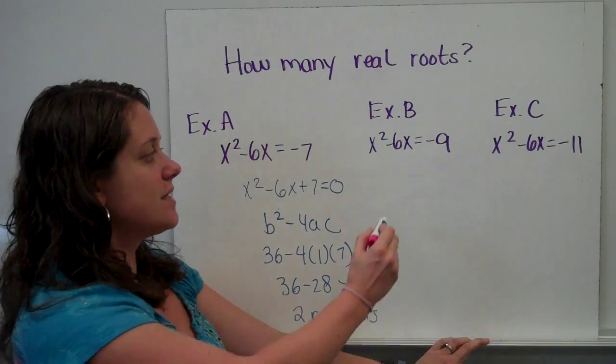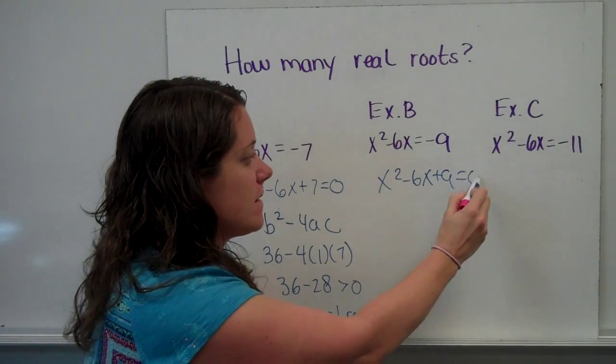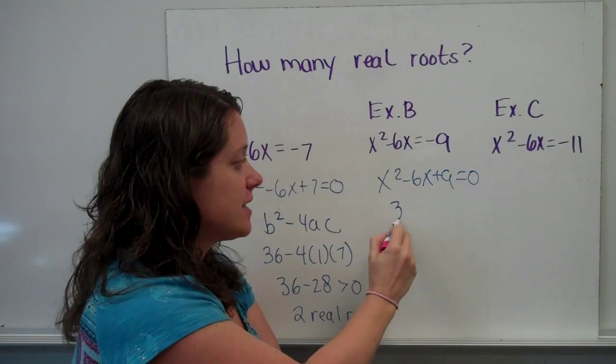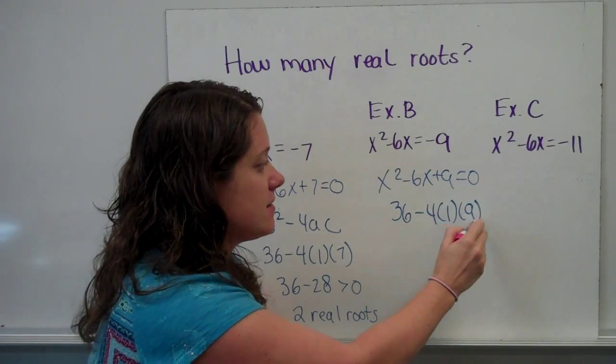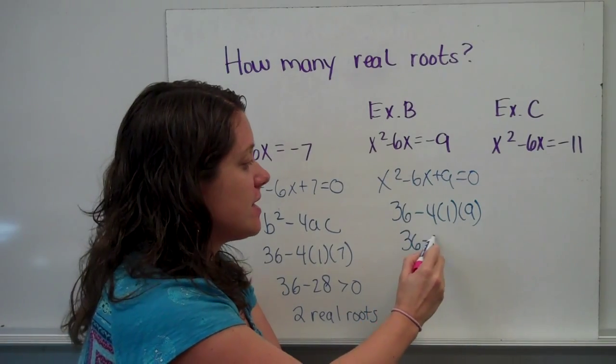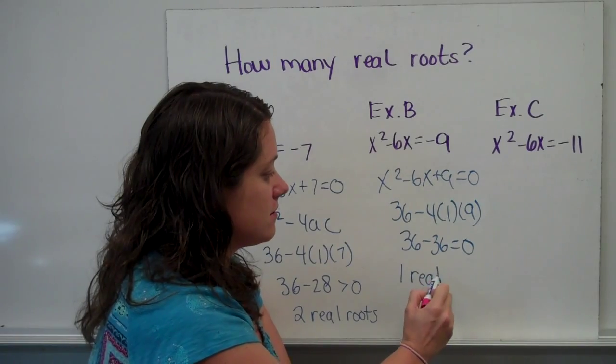All right, let's try this one. Put it in standard form. B squared, so 36, minus 4ac. So this time I have 36 minus 36, so that equals 0. So that's one real root.